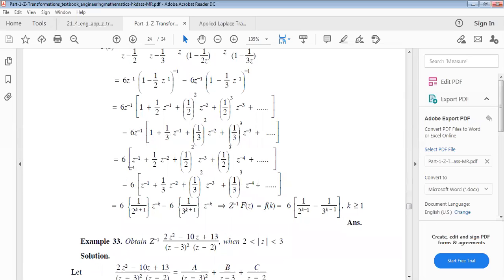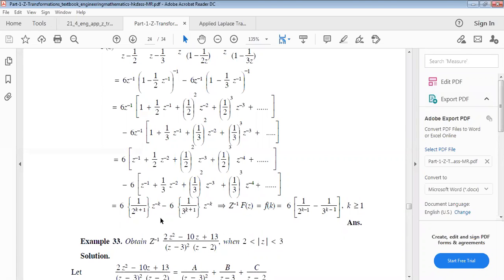So this 6 into this can be written as 1 by 2 to the power k plus 1, z to the power minus k. This is the standard form of this series sequence. This is sequence one, and this is the z transform. And the second series can be written as 1 by 3 to the power k plus 1. For k equals 0, 1 by 3. For k equals 1, the third term.